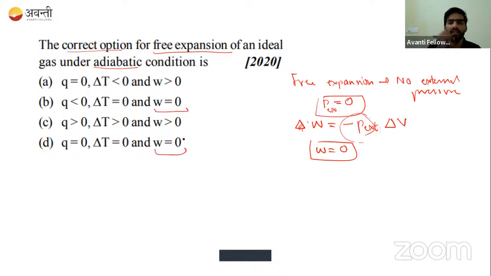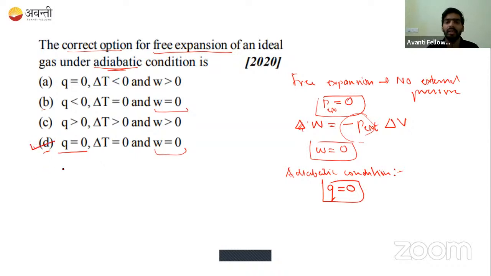Now let's move on to another word. What is mentioned here is adiabatic condition. We know that during adiabatic condition, heat is equal to zero. If heat is equal to zero, how many options have Q equal to zero? Among B and D, only D has Q equal to zero, that is heat equal to zero. That means our correct answer is D, right?